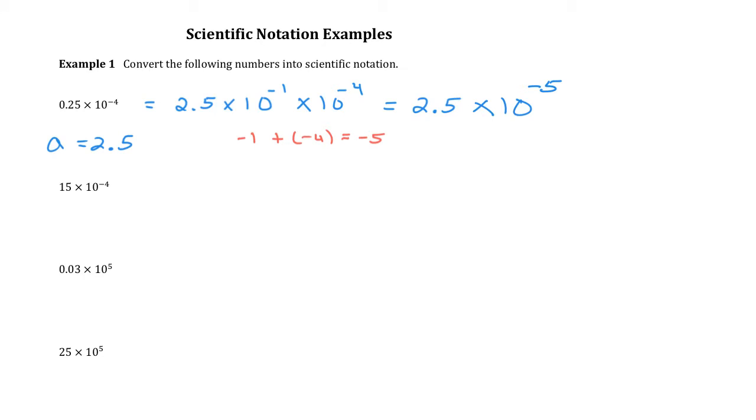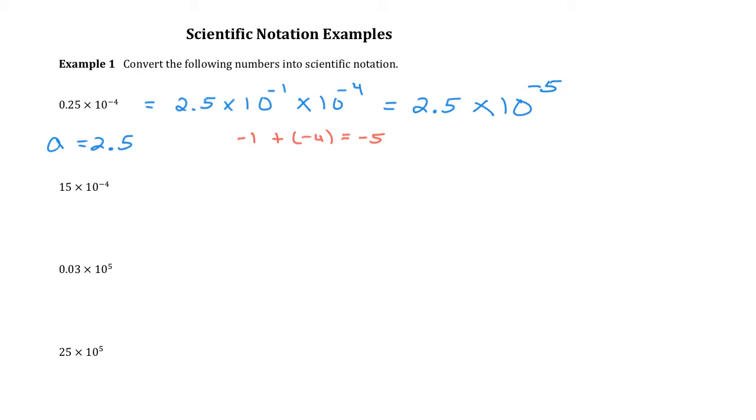We can check to see that this is correct. I think it's going to work because over here, you have to move the decimal 4 places to the left. Here, moving the decimal 5 places to the left will take you to the same exact number. So let's try this again now, but with a 15 times 10 to the negative 4th.